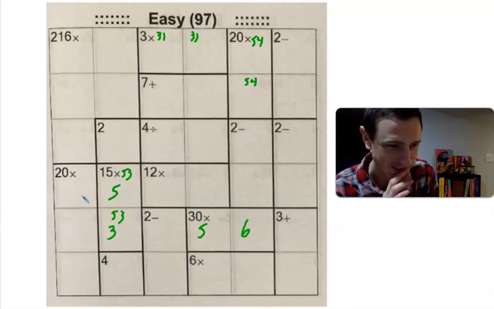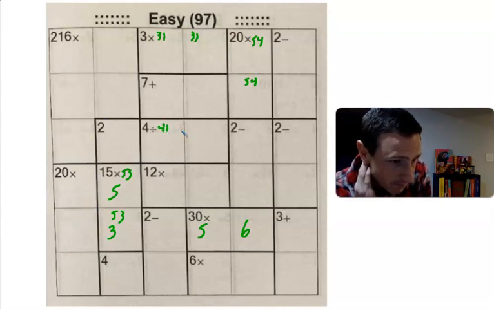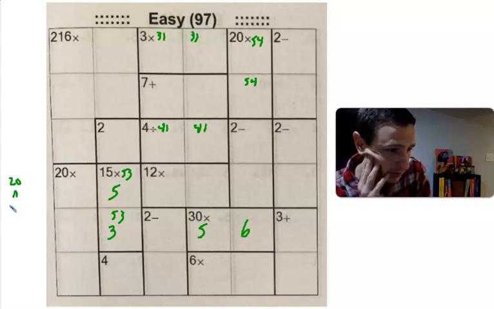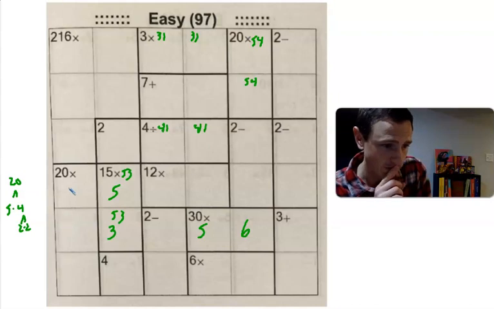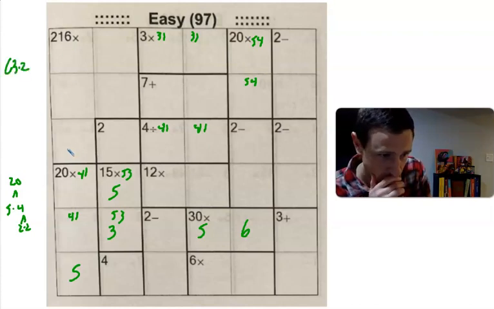I want to deal with this 216. Oh, okay, alright, so there's still a lot I could figure out here. This is 4 and 1. This is going to be 5 and 4. 20 is 5 times 4, and we can have 2 times 2. So this is going to be 5, 4, 1. 5, 5, 5. 4 and 1 are going here. So that means 6, 3, and 2 are still left over for these three squares.